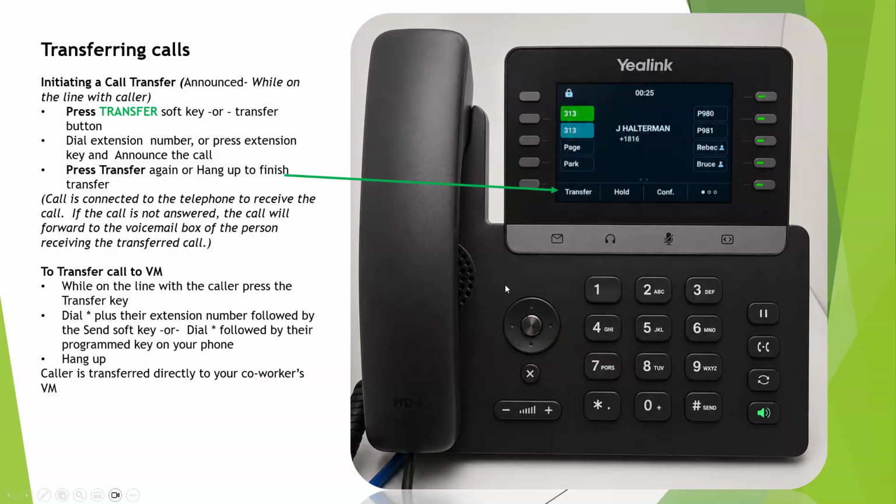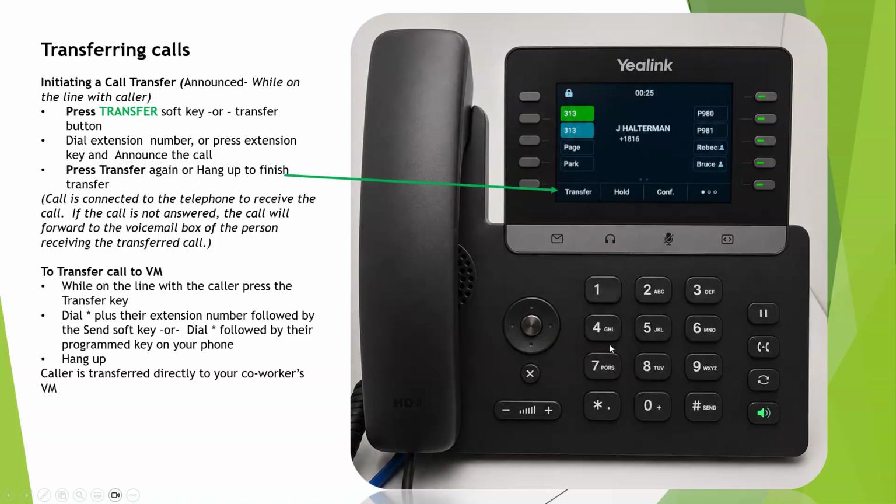If you do want to send that call directly to someone's voicemail, maybe it's a solicitor calling, things like that, you press the transfer key to start with. So again, I press transfer, the caller goes on hold. Then instead of dialing the extension number, I'm actually going to press the star key. If I have a button for them, I can push that. Otherwise, I'm going to dial their extension and then hit call or send. And at that point, it's going to call that number and go straight to voicemail.